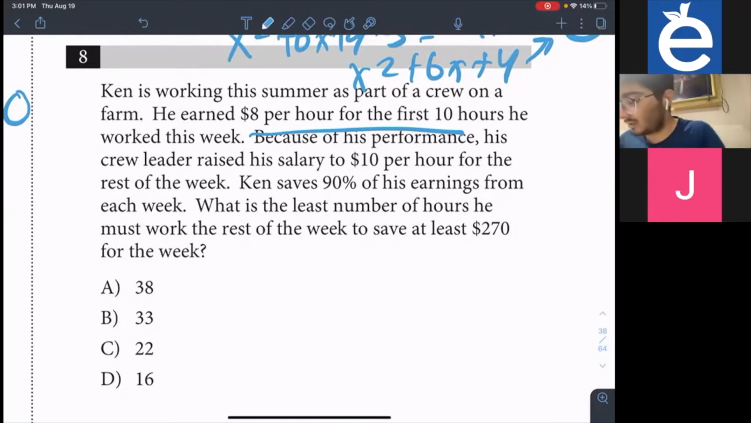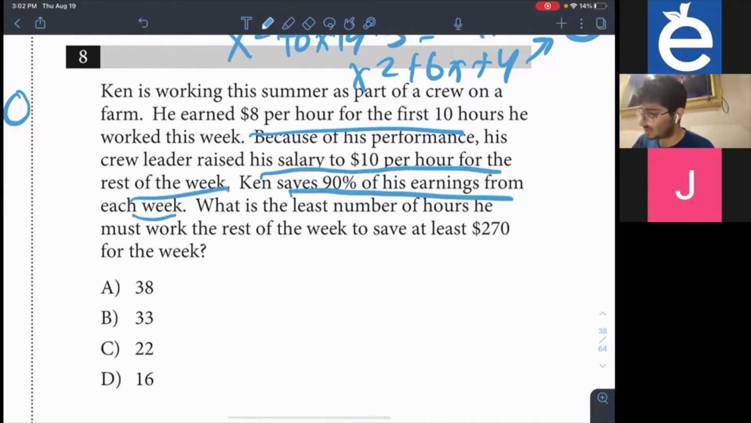Okay, so question 8. Ken is working this summer as part of a crew on a farm. He earned $8 per hour for the first 10 hours he worked this week. Because of his performance, his crew leader raised his salary to $10 per hour for the rest of the week. Ken saves 90% of his earnings from each week. What is the least number of hours he must work for the rest of the week to save at least $270 for the week?